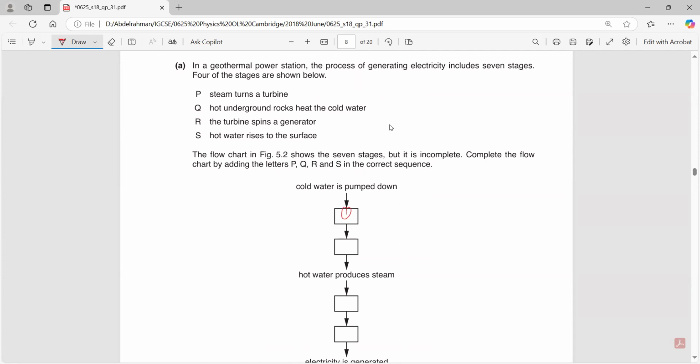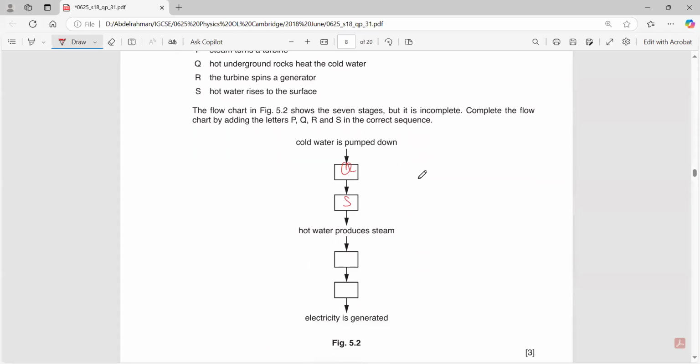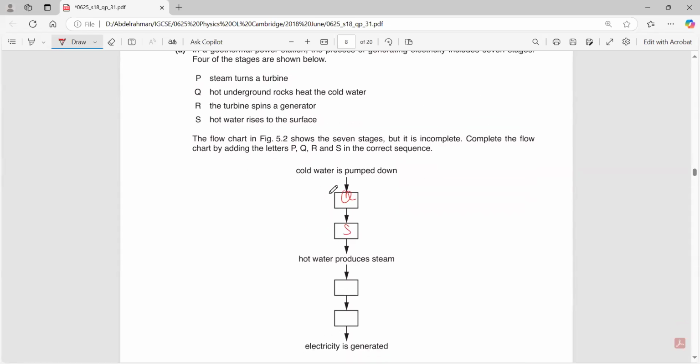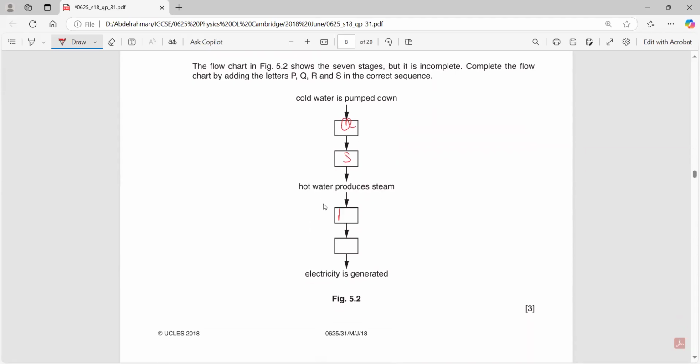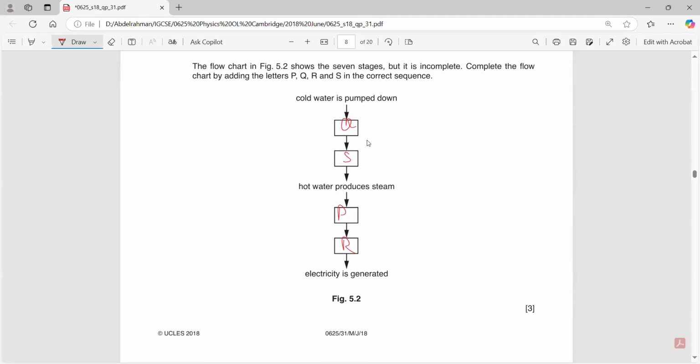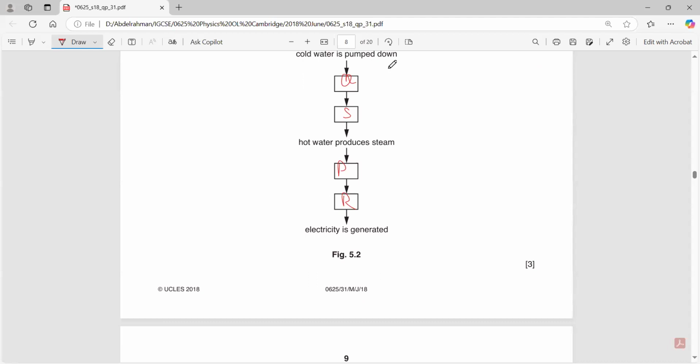After Q, you're saying S, hot water rises to the surface. Good. And then hot water produces steam. Correct. After S, what happens? Steam turns the turbine. Yes, P, definitely. And then R: the turbine spins the generator, and eventually the generator produces electricity. Good.